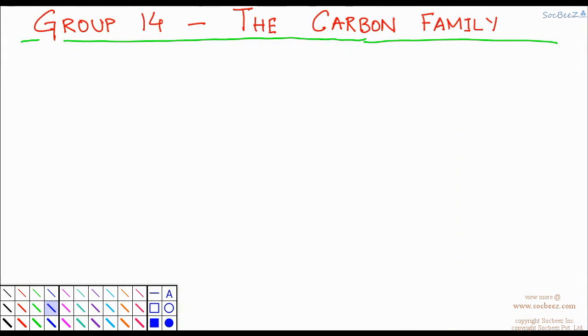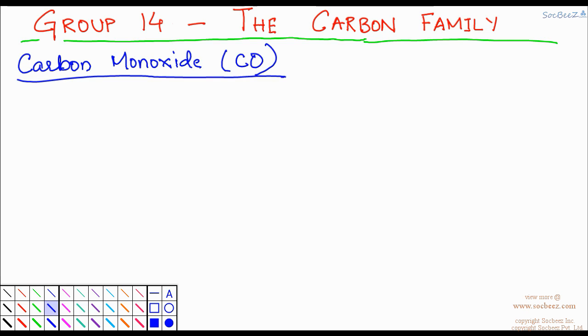Hello everyone. In this video I will be continuing with the carbon family and will tell you about some compounds of carbon, which would be mainly oxides. So the first oxide which we are going to start with is carbon monoxide. You very well know the formula of carbon monoxide, that is CO.